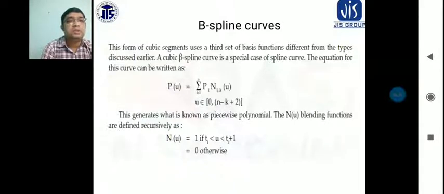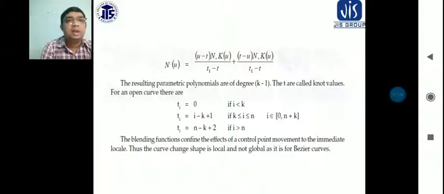And the blending functions N are defined recursively as N_{i,1}(u) equals 1 if t_i is less than or equal to u less than t_{i+1}, and otherwise equals 0. Otherwise N_{i,k}(u) equals (u minus t_i) times N_{i,k-1}(u) divided by (t_{i+k-1} minus t_i), plus (t_{i+k} minus u) times N_{i+1,k-1}(u) divided by (t_{i+k} minus t_{i+1}). This is the value of N.